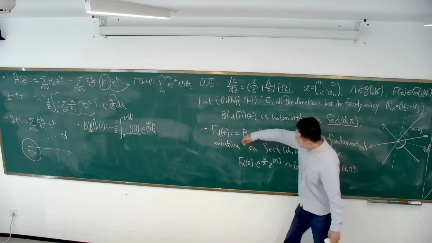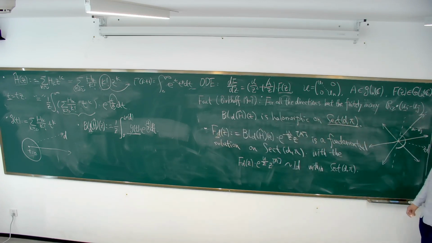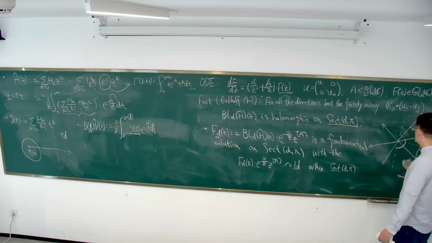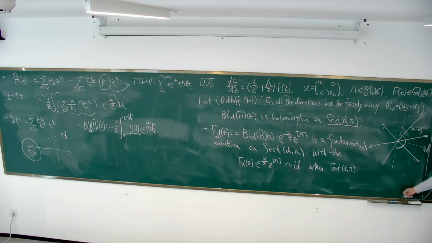Another thing is that this solution depends on the choice of D. How does it depend on the choice of D? Let's do a small exercise. For example, if we have two different directions, D and D prime, and they are in the same sector, so there is no Stokes ray in between D and D prime, then F_D and F_D prime coincide with each other.